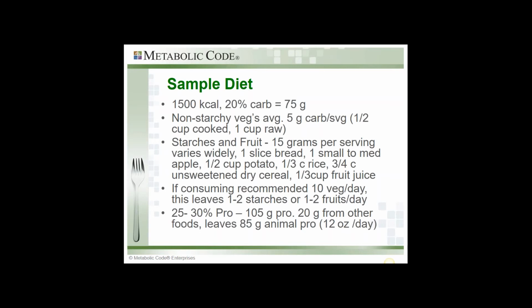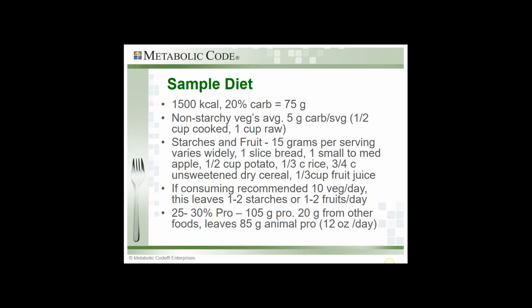20% is fairly low. So let's look at this and say 75 grams of carb, and we're going to eat those non-starchy vegetables, which average 5 grams of carb per serving, and a serving is 1/2 cup cooked or 1 cup raw. And let's say they're going to have a few of those starches and fruits, which are 15 grams per serving, and the serving size varies widely, and I'm going to go over this more later. But if they're consuming the recommended 10 vegetables per day, so let's say we're going a little bit higher even, then this would leave 1 to 2 starches and 1 to 2 fruits.